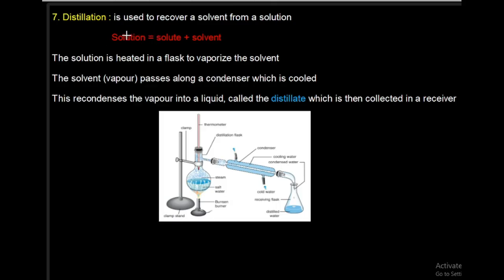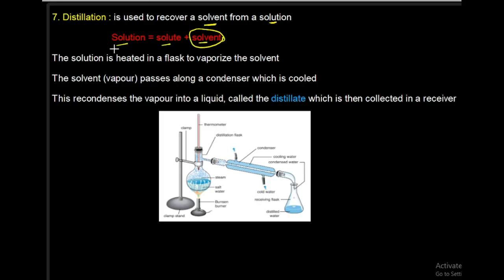Now, our next point here is distillation. Distillation is used to recover a solvent from a solution. So, distillation also involves a solute and a solvent, giving rise to a solution. But in distillation, we use distillation to get the what? Solvents. Alright? Unlike evaporation to dryness, remember this is also similar.